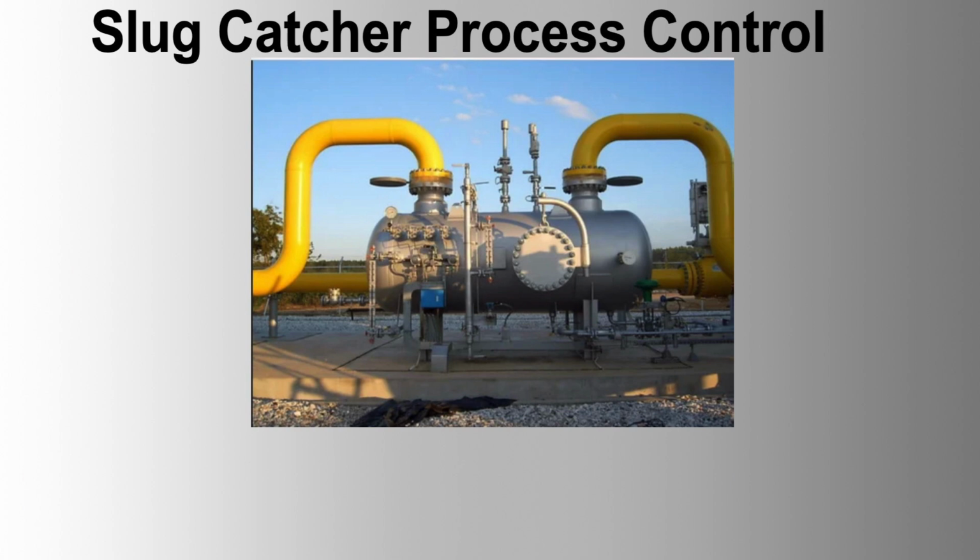Feedback control loops respond to deviations in the process by measuring the output and making corrective adjustments. These loops ensure the process remains within desired operational parameters by continuously monitoring key variables. 1. Inlet flow feedback control, FIC, flow indication control. Objective: maintain a steady flow rate into the slug catcher.